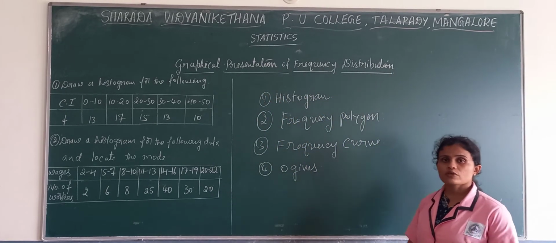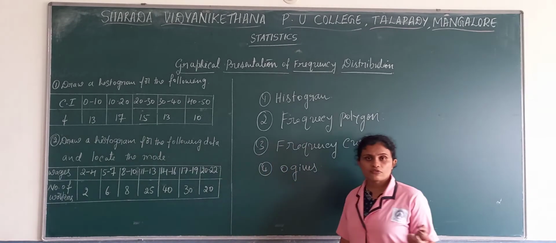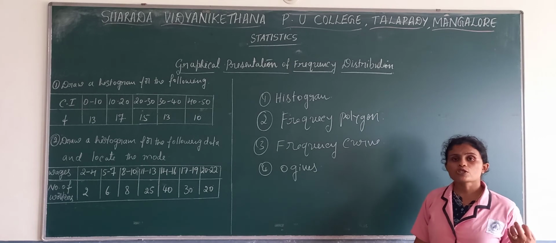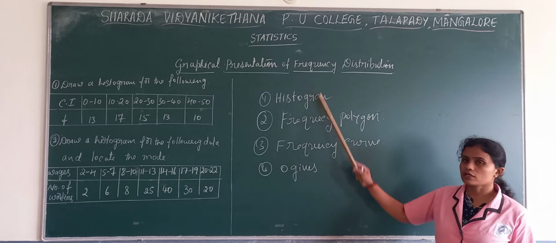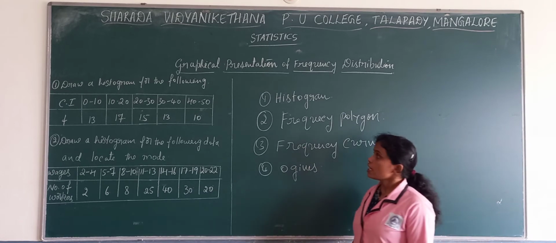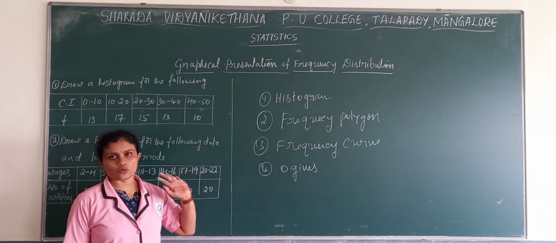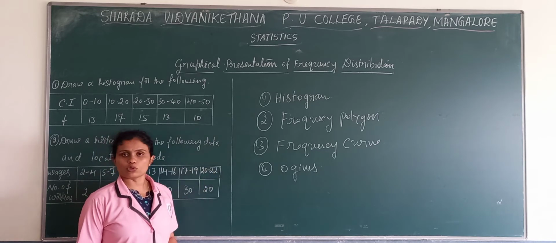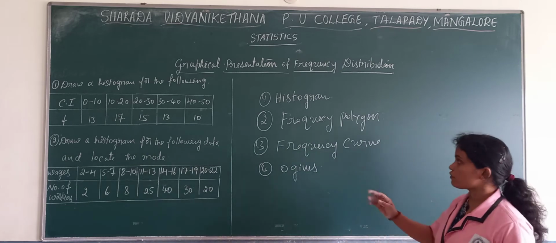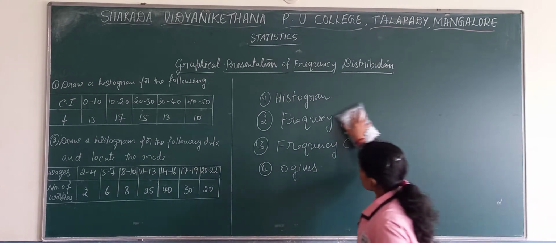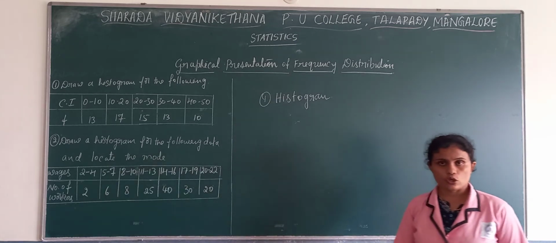How to present the frequency distribution in the form of a graph? Which are the different kinds of graphs we use to represent a frequency distribution? It's a 2-mark question. These four are the graphs. We are going to study all four kinds, but firstly we will move towards the histogram. What is a histogram and how to represent a frequency distribution using a histogram?